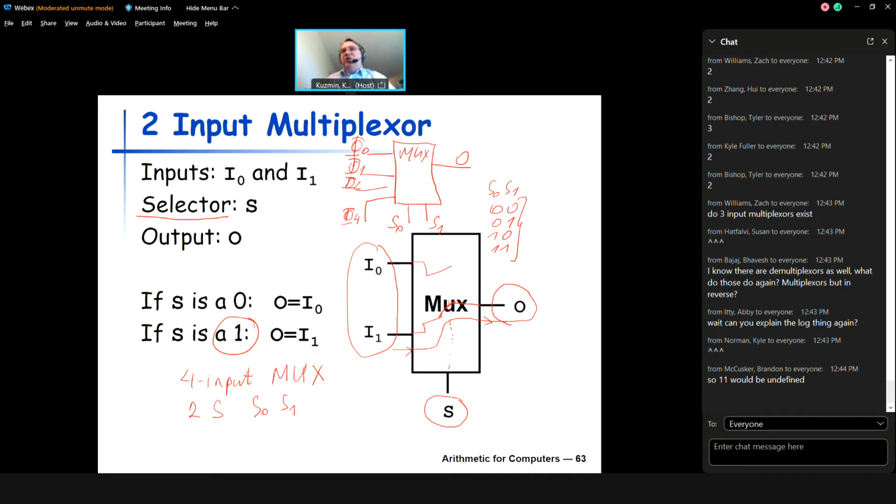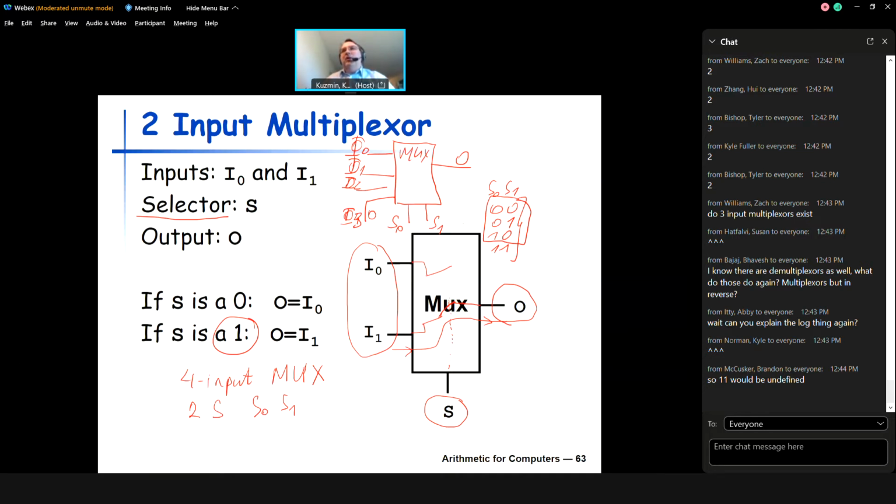Right? If you know that your selector bits are never going to, it's I0, I1, I2, I3. So if you don't need that I3, you don't have to use it. You can just set it to 0, for example, and make sure that your selector bits are never both ones. So that would be essentially your 3-input multiplexer. But as you can see, technically it's a 4-input multiplexer, so you can use it for 4 inputs if you need to.